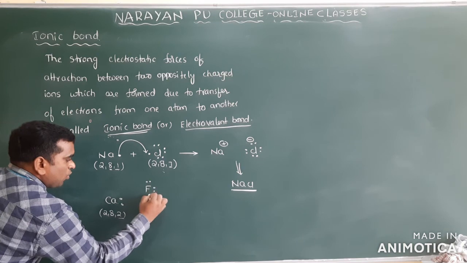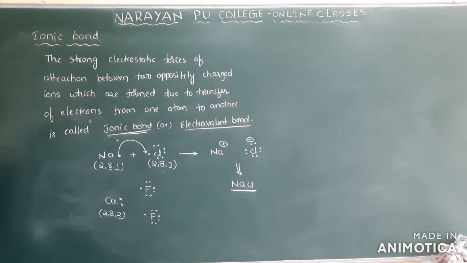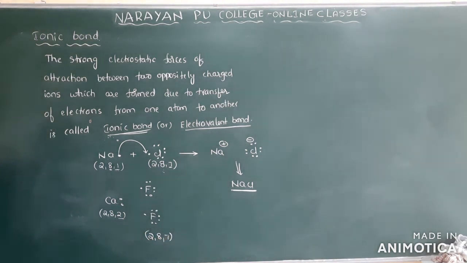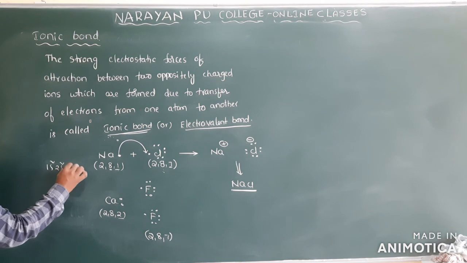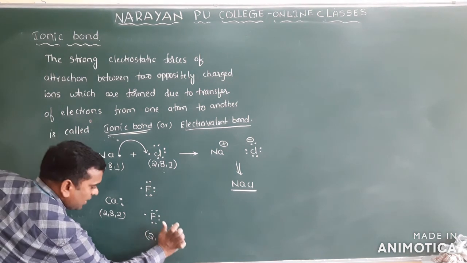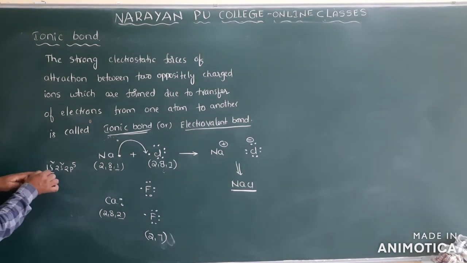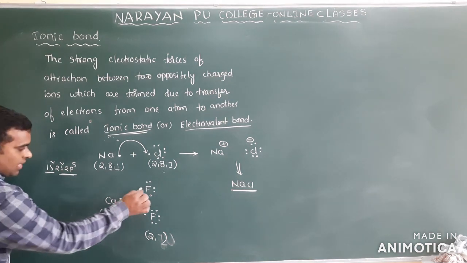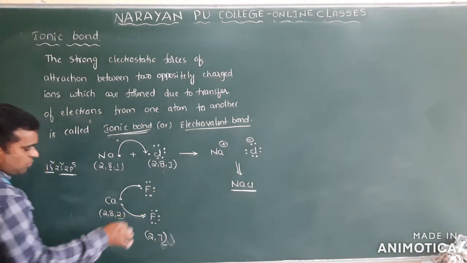And here, fluorine means, as you already know, chlorine and fluorine, they will have 7 electrons. Clear? So both the chlorine and fluorine, they will have 2, 7. Chlorine is 1s2, 2s2, and 2p5. So there is only 2 and 7. So this is 1 electron, this is 2 electrons, and outermost electrons are 7. Then what will happen? Here, calcium gives 1 electron to this fluorine, and another electron to the other fluorine.